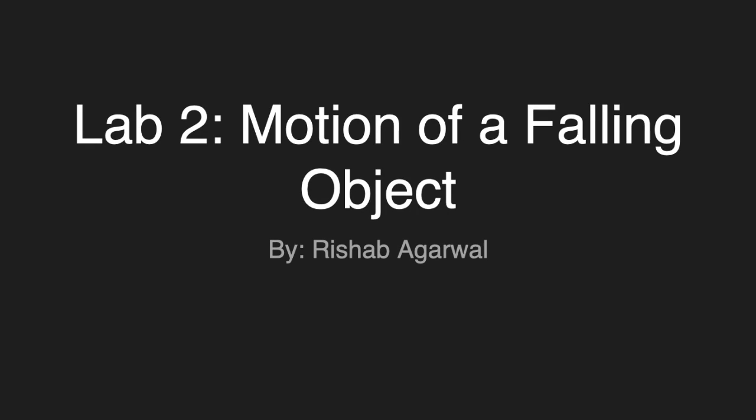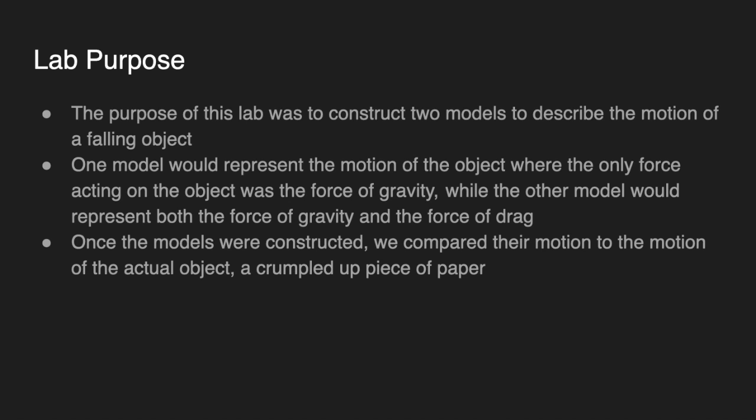In Lab 2, we discussed the motion of a falling object. The purpose of this lab was to construct two models to describe the motion of a falling object. One model would represent the motion of the object where the only force acting on it was the force of gravity, while the other model would represent the force of gravity and the force of drag. Once the models were constructed, we compared their motion to the motion of an actual object, a crumpled up piece of paper.